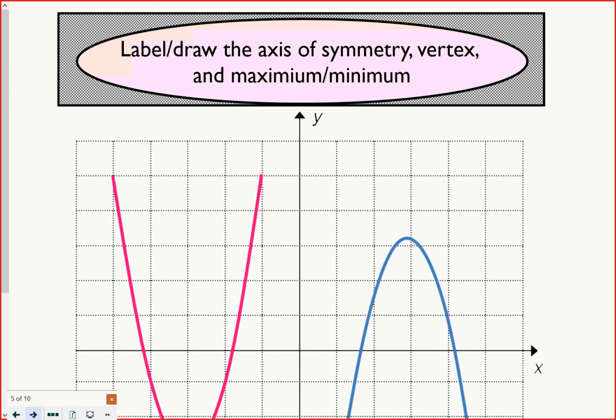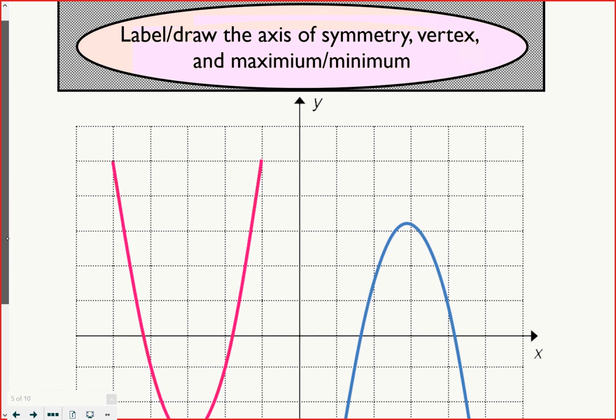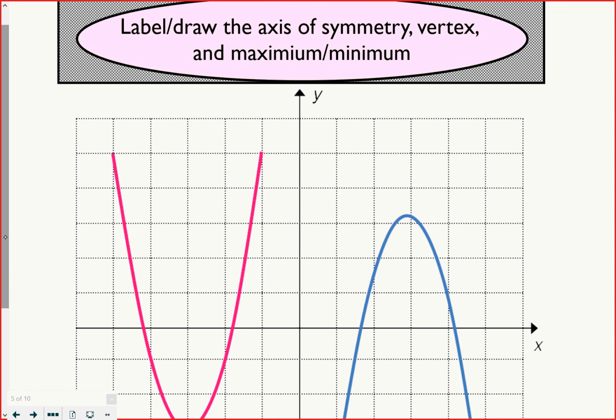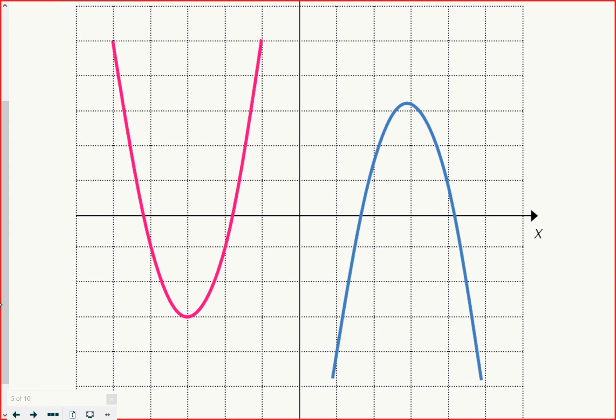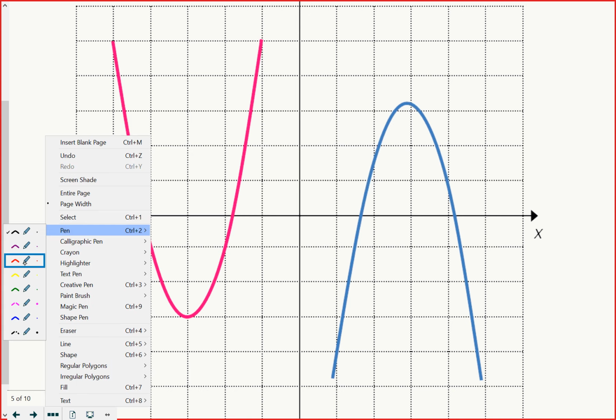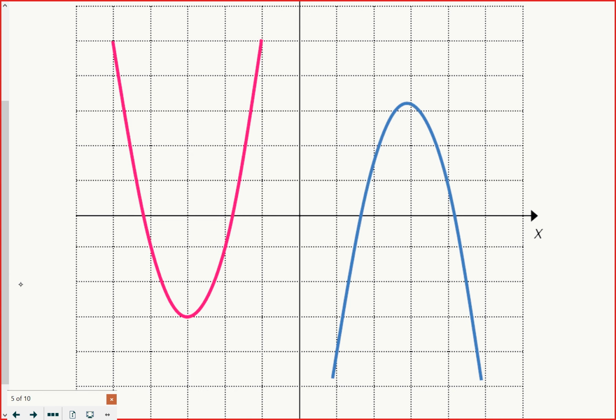Okay, so now let's look at this example here. We want to label and draw the axis of symmetry, the vertex, and the max and min. I'm looking at the first graph, the red graph. If I want to label the axis of symmetry, remember, the axis of symmetry is a line that divides this graph in half. So I'm looking to see if there's a vertical line that divides the graph in half.